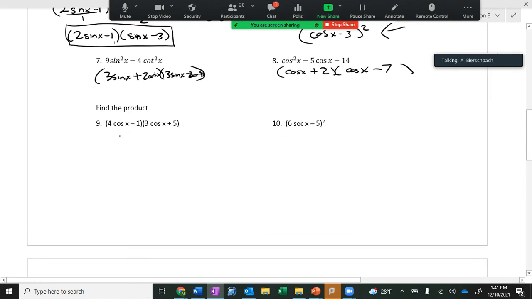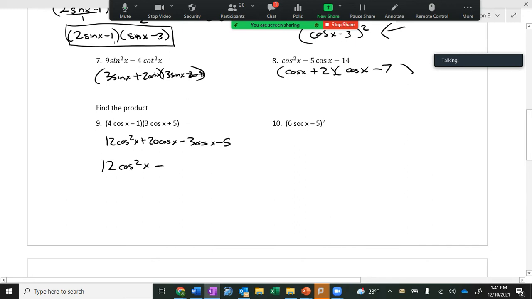Product, we FOIL here. So we get 12 cosine squared of x. Outers is minus 20 cosine of x. Inners is plus 20 cosine of x. Inners is minus 3 cosine of x. Last times last is -5. So it's 12 cosine squared of x plus 17 cosine of x minus 5.